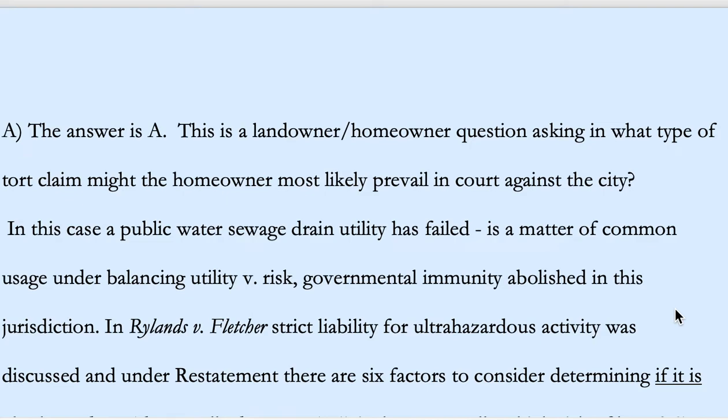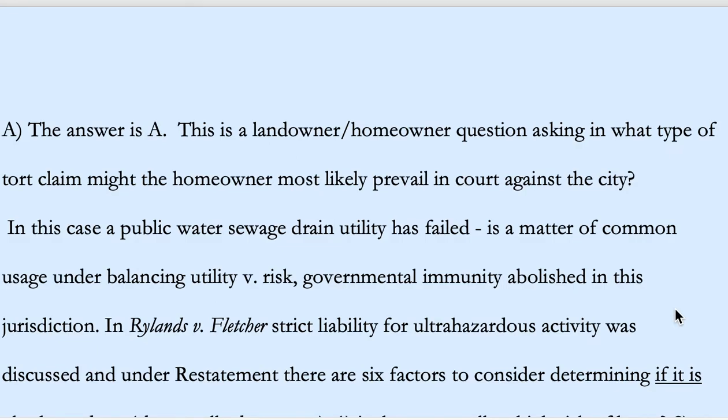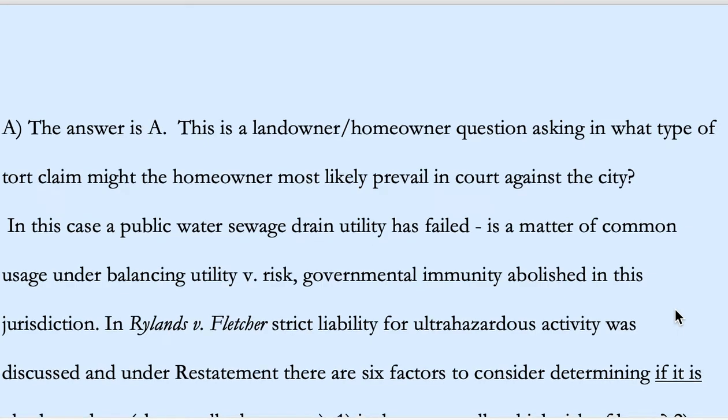This is a landowner-homeowner question asking in what type of tort claim the homeowner might most likely prevail in court against the city. A lot of people take property law the first year of law school, and there's that bundle of rights that you have to enjoyment. But in this case, it's a public water sewage drain utility that has failed, and it's a matter of common usage under the balancing of utility versus risk. The governmental immunity is abolished in this case.